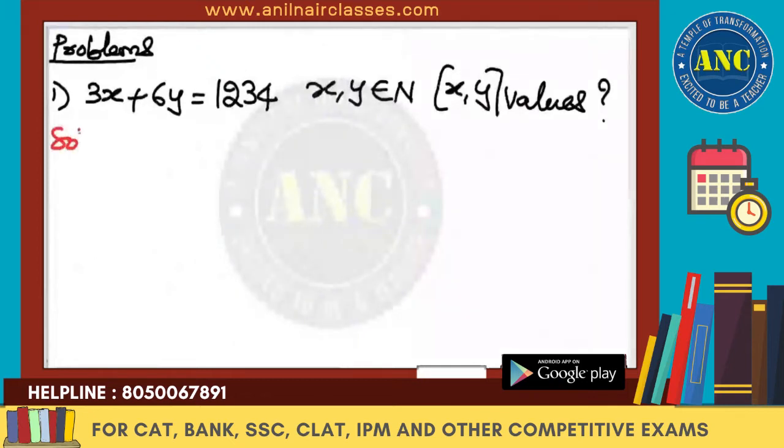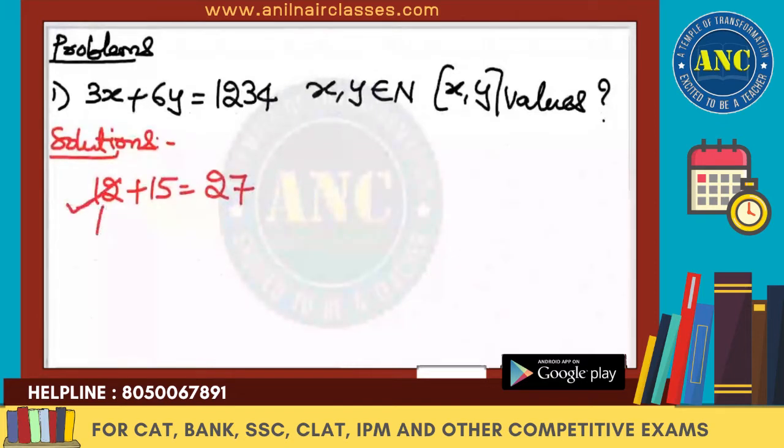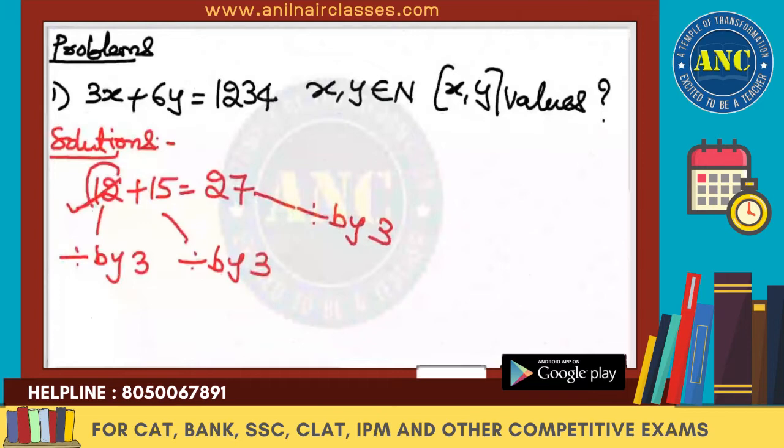Now see the solution. It's a very easy question. 12 plus 15 equivalent to 27. 12 is divisible by 3, 15 is divisible by 3, and 27 is also divisible by 3. On the left hand side 12 and 15 are divisible by 3, and on the right hand side 27 is also divisible by 3.